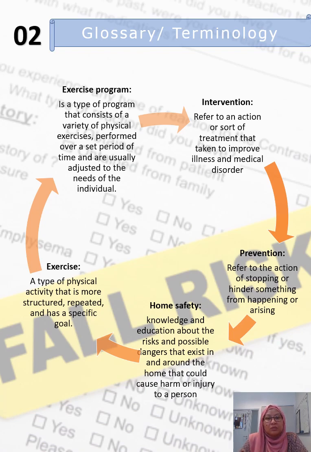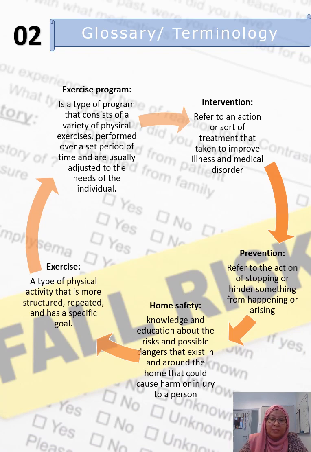Okay, now intervention. So what is intervention? Intervention refers to actions or treatment taken to improve illness and medical disorders. For the purpose of prevention of falls, we refer to interventions as treatment or strategies that can be taken to reduce the risk of falling or to improve the physical functions of the older persons. The next term is prevention. It refers to the actions of stopping or hindering something from happening or arising.